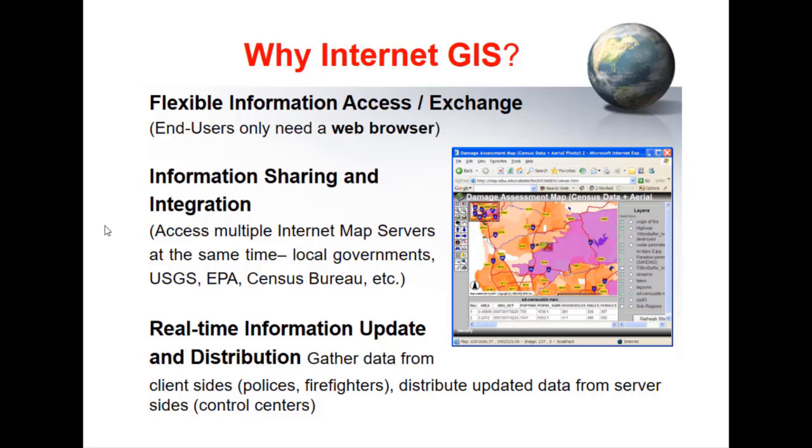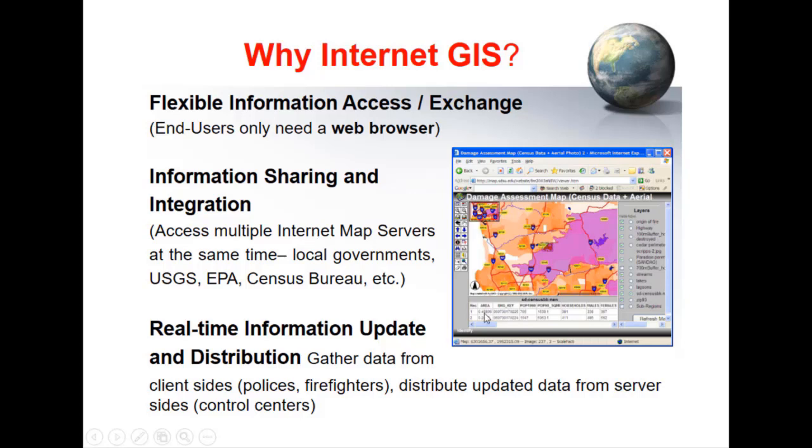Then the information sharing and integration. The information that we have can be easily shown on the Internet GIS like this. You can see this is the example, and we can integrate various information together, whether you have tabular data or a shapefile. You can join that attribute table to that shapefile, and you can show them like this, with colors, symbols, labels, etc.